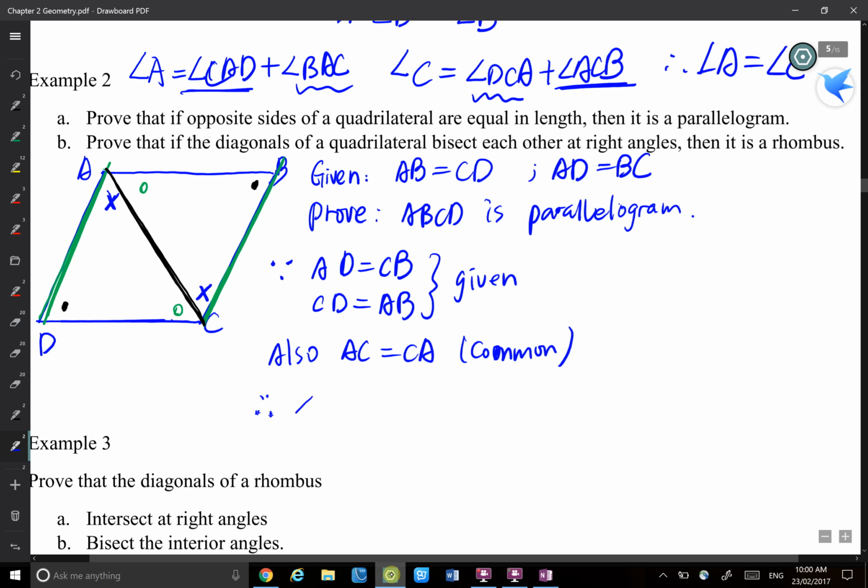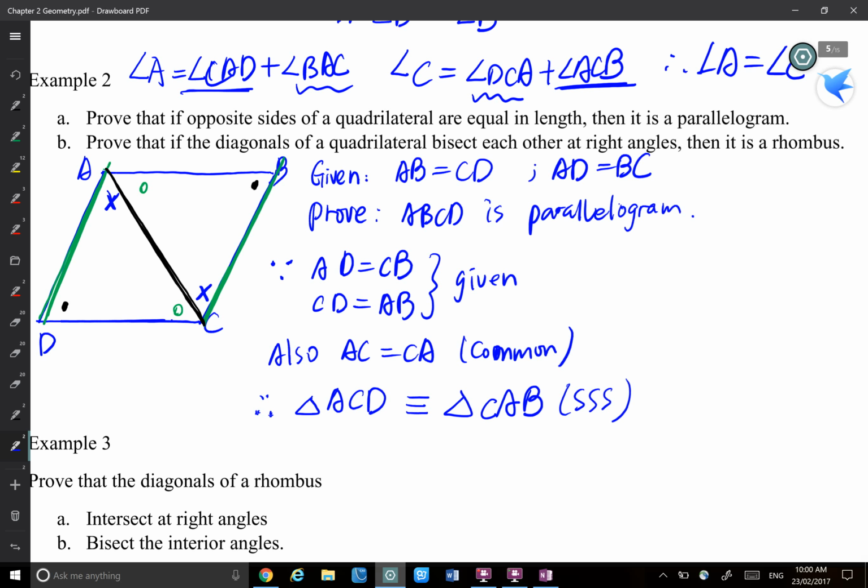So triangle ACD will be congruent to triangle CAB, with A opposite to C, C opposite to A, and D opposite to B, because of SSS. Three sides are equal, blue, green, and black.